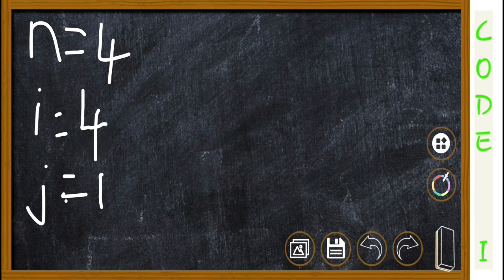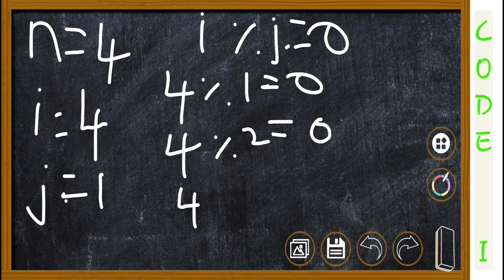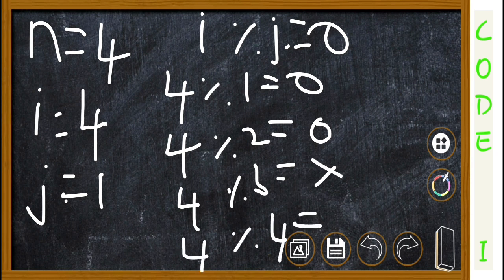So the condition will be i mod j equals 0. This is what we have to check. Now, 4 mod 1, the remainder is 0. 4 mod 2, the remainder is 0. 4 mod 3, the remainder doesn't become 0, it is false. 4 mod 4, the remainder is 0.